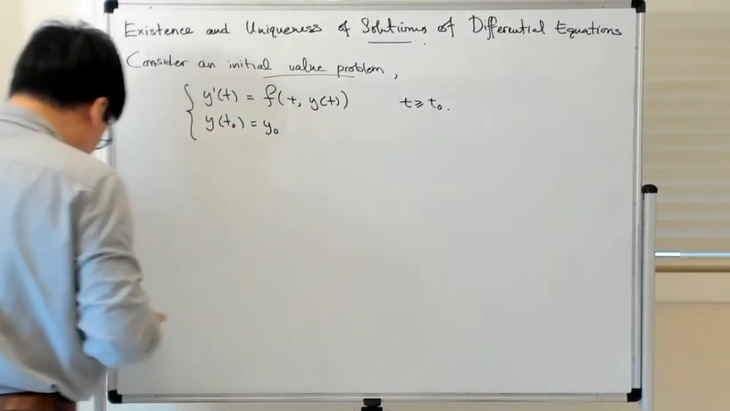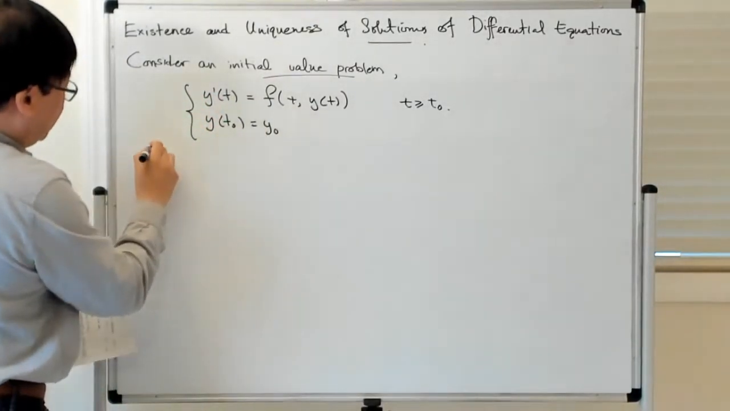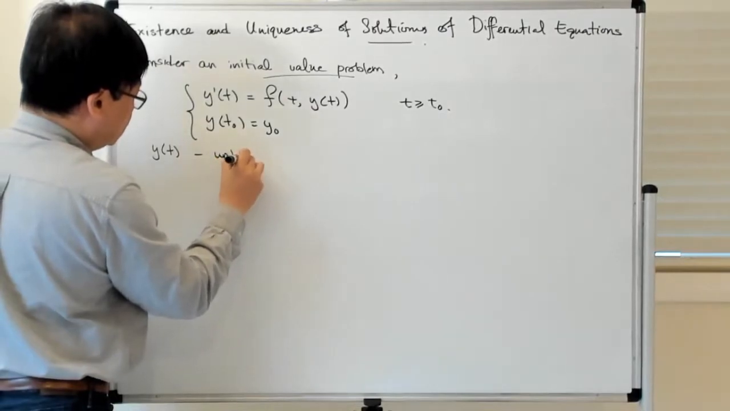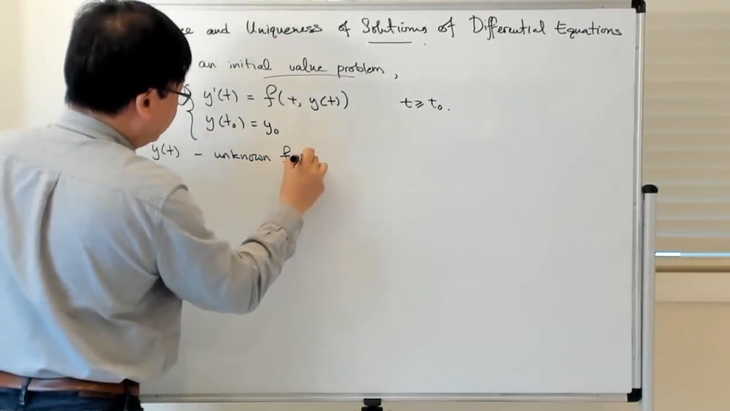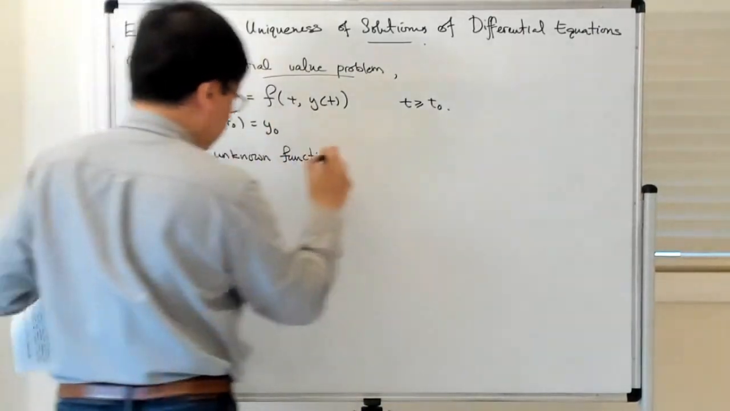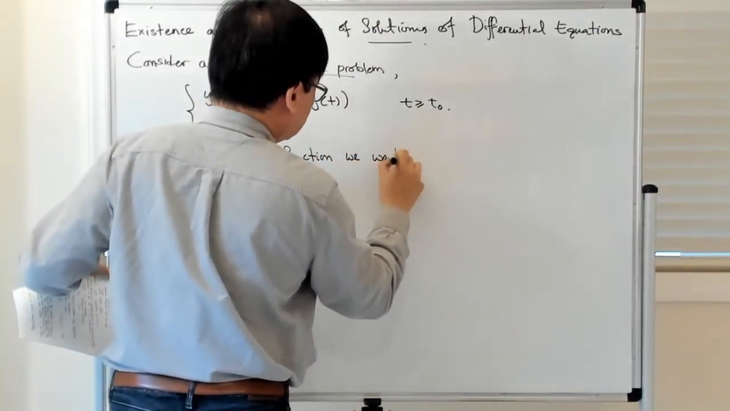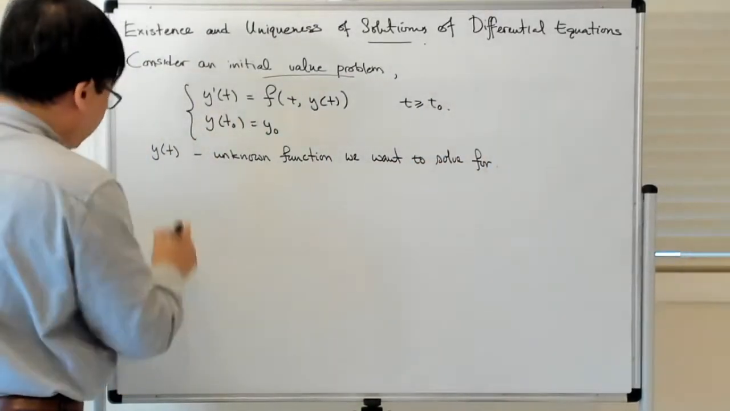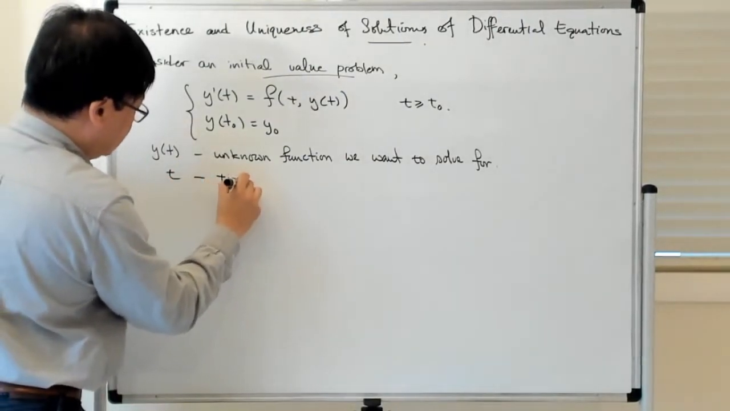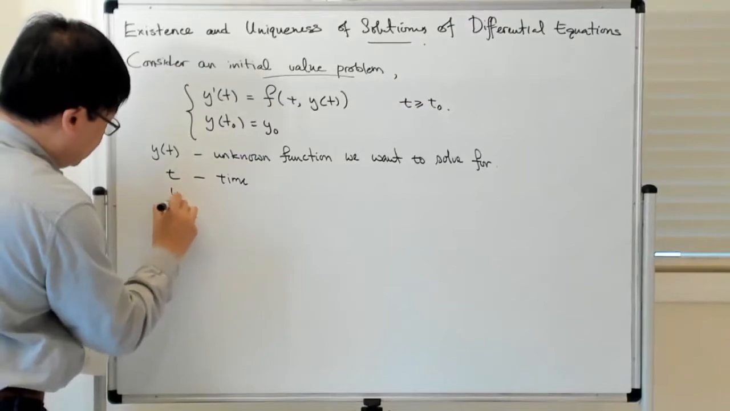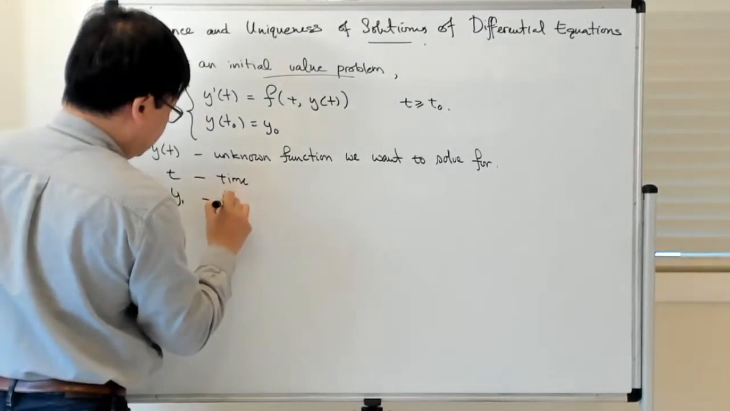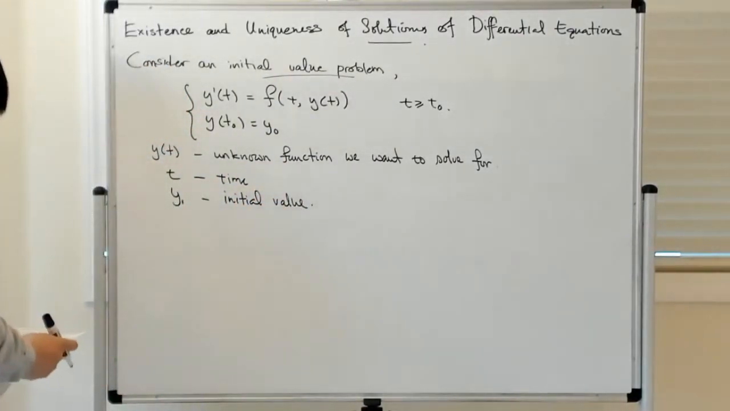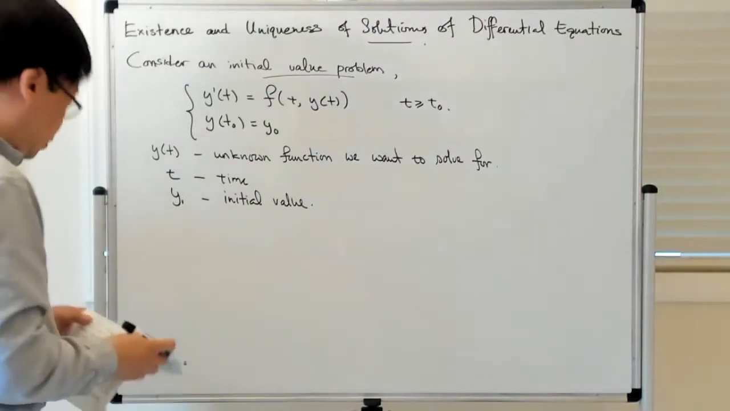Together this is an initial value problem, where y of t is the unknown function which we're trying to solve for. Then you have t, which is just time, and you have y0, which is the initial value. Let's look at a few examples of such initial value problems.